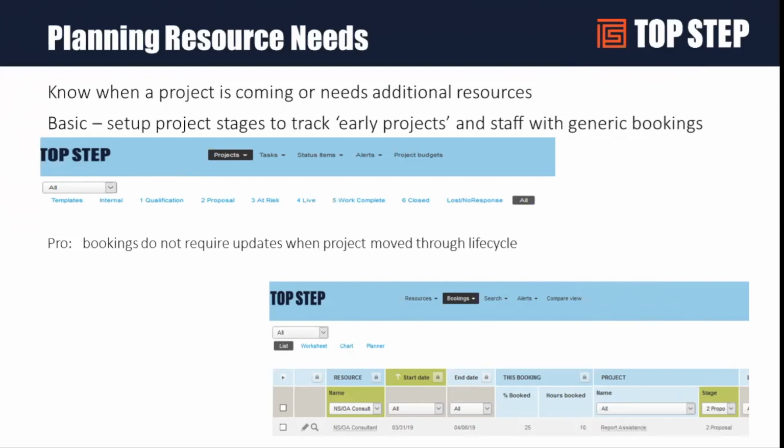So you don't have to go back and maintain additional information on the booking. You just have to keep those dates up to date, because that's the basics of scheduling, of course.